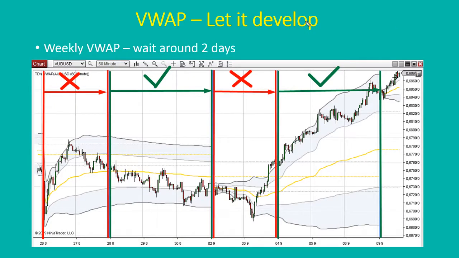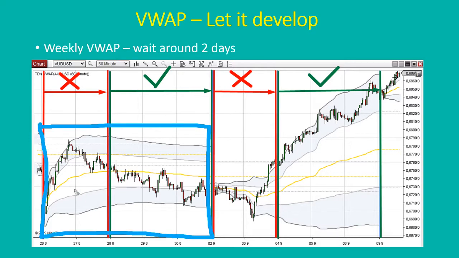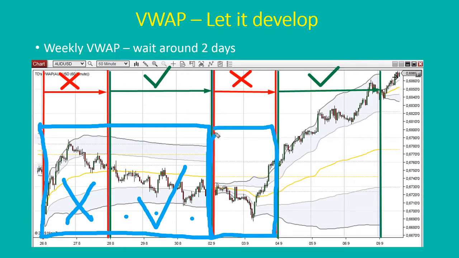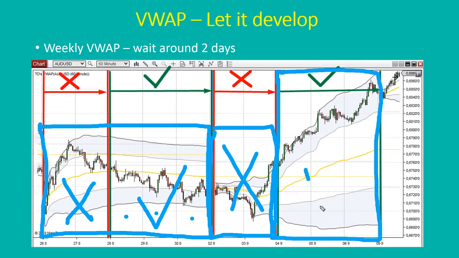Now the weekly. This period is 1 week. You don't trade the first 2 days, and after that you can start using the weekly VWAP to trade. So in this area, it's alright to trade Wednesday, Thursday, Friday. Then there is the next week, Monday, Tuesday. Don't use the VWAP, it's not fully developed. But afterwards, Wednesday, Thursday, Friday, it's okay to trade using weekly VWAP.